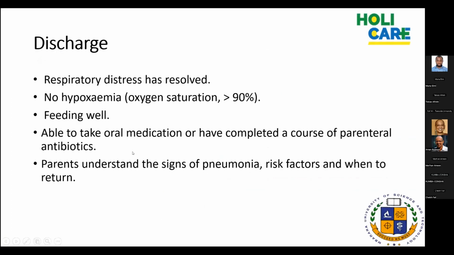Now, once a child is treated, our usual criteria across the country for discharging a child are: respiratory distress has largely resolved, no longer has a fever, and if you're able to measure hypoxemia, oxygen saturations above 90, the child is able to feed well and able to take oral medicines, because we discharge children on medicines, has completed the course of parenteral antibiotics and does not need additional parenteral antibiotics. But it is also important that the patient understands the signs of pneumonia, the risk factors, and when to return, especially if the child gets worse.